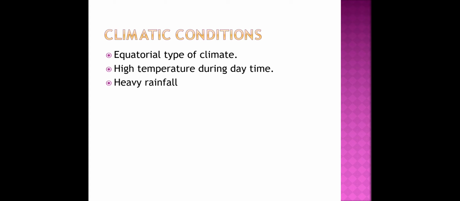So if I ask you to give me some detail about the climatic conditions of Amazon basin, what will you say? First of all, it experiences equatorial type of climate, which is hot and humid throughout the year. Here days are hot with high humidity. Nights are comparatively low in temperature, but humidity is still there. Then here the rainfall is heavy, about 250 centimeter per year. Clear? This was about the climatic conditions of the Amazon basin.